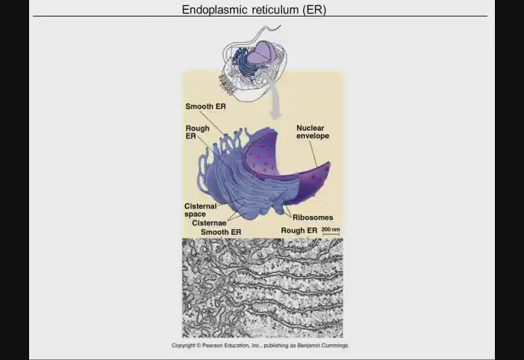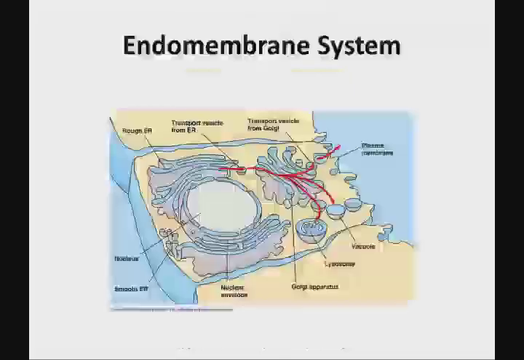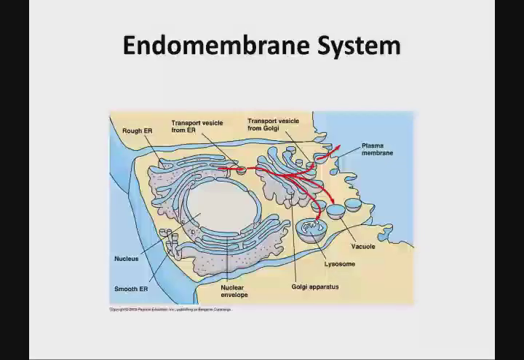So again, we see the rough ER with the dotted ribosomes attached to it, and we can see that it's connected to the nuclear envelope. But the rough ER is going to be our starting point of our endomembrane system. Now we can see, here we go, rough ER, transport vesicle from ER. The arrow starts to move towards another network of membranes called the Golgi apparatus, or the Golgi bodies.